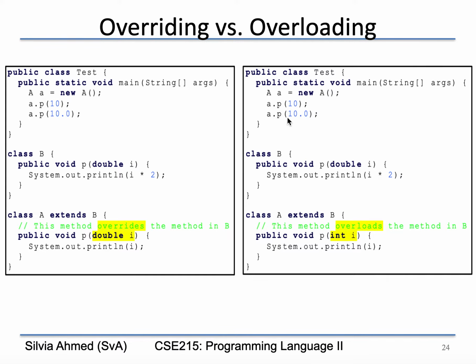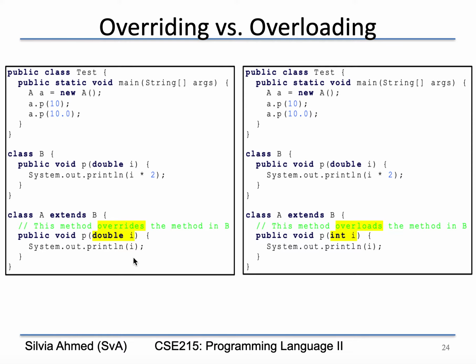So for this line, the value 20.0 will be printed. The entire program will print 10 and 20.0, and this is for method overloading.